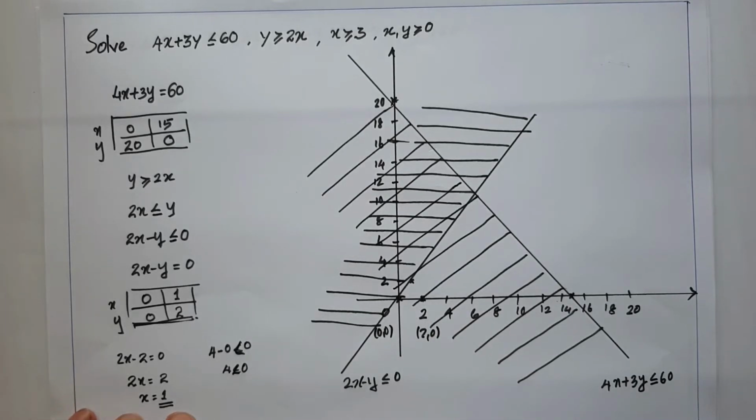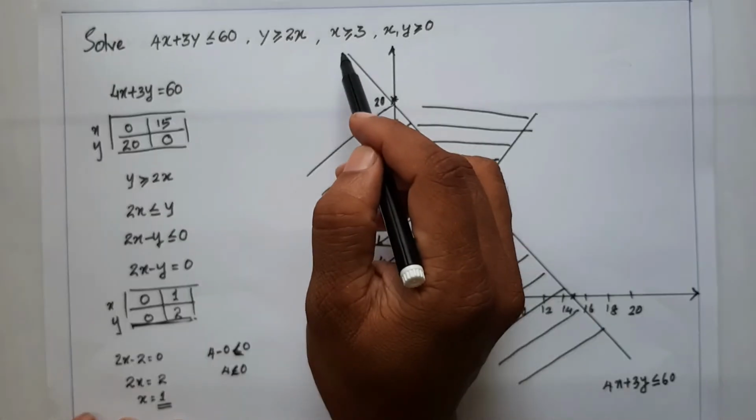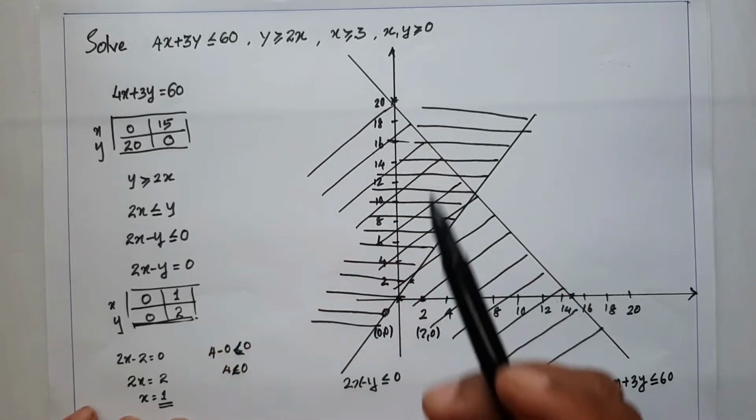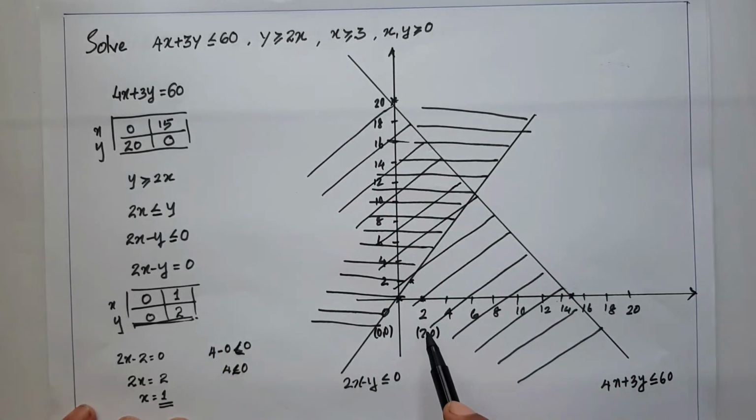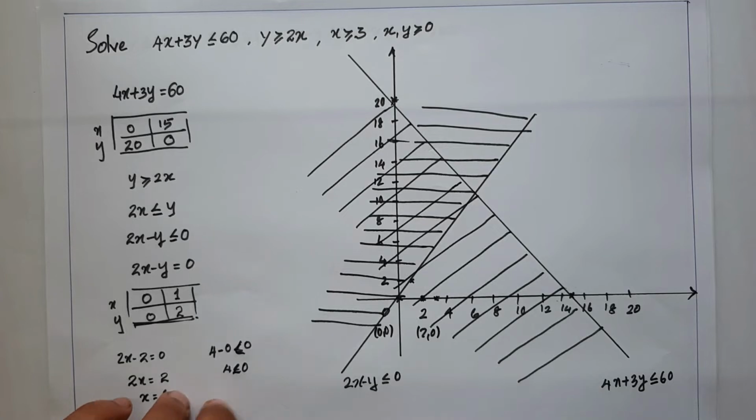Now we plot one more inequality, that is x greater than or equal to 3. For finding x greater than or equal to 3, only one variable x is given. First of all, you plot x equal to 3. X is equal to 0, 1, 2, 3, 4, etc. X equal to 3 means the point lies on this point, between 2 and 4.